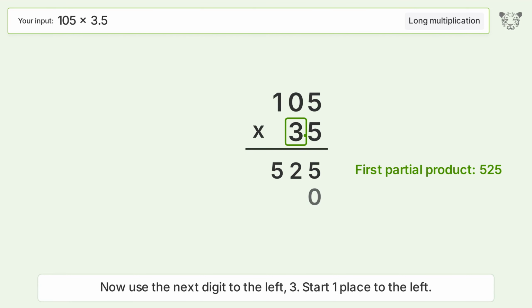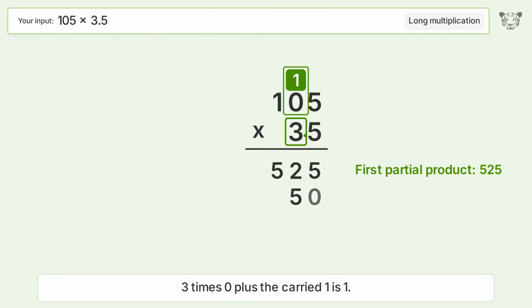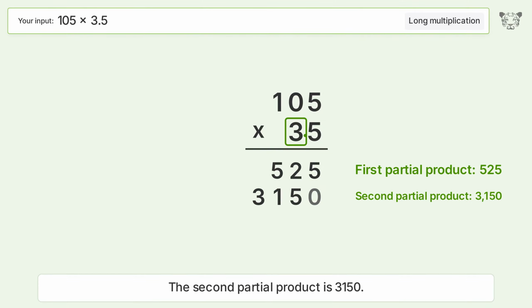Now use the next digit to the left, 3. Start one place to the left. 3 times 5 is 15. Put 5 in this column and carry 1. 3 times 0 plus the carried 1 is 1. 3 times 1 is 3. The second partial product is 3150.